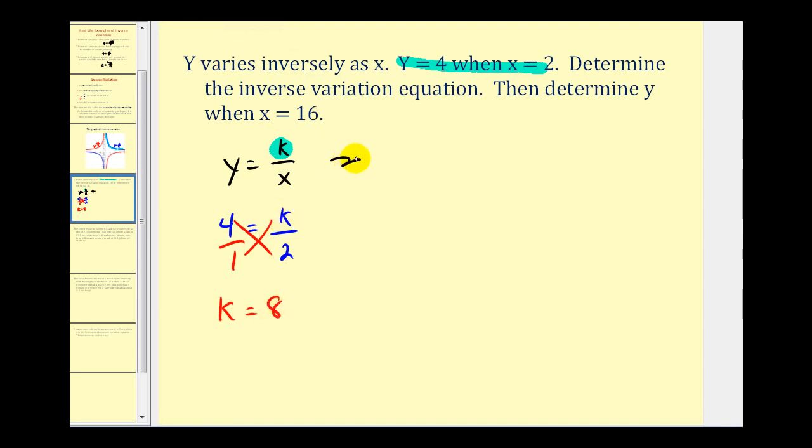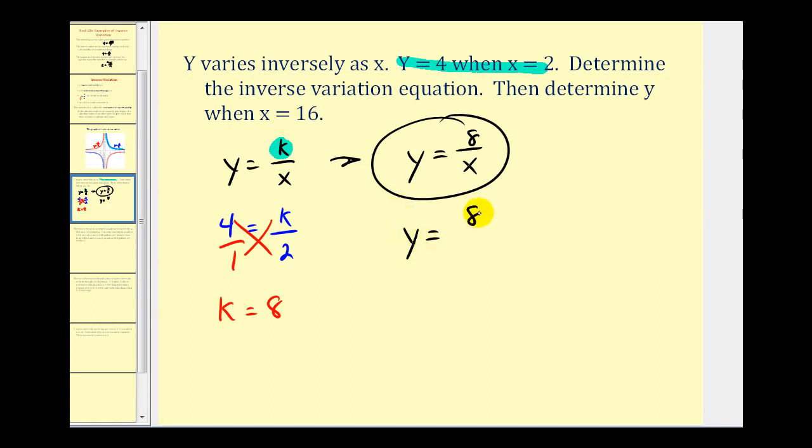So our inverse variation equation will be y equals 8 divided by x. And now we can answer the second part of the question, determine y when x equals 16. So we'd have y equals 8 divided by 16. This simplifies to 1/2. So when x is equal to 16, y is equal to 1/2.